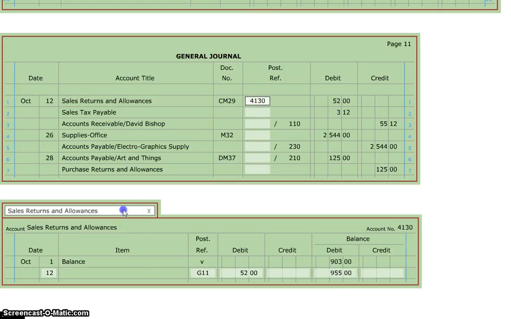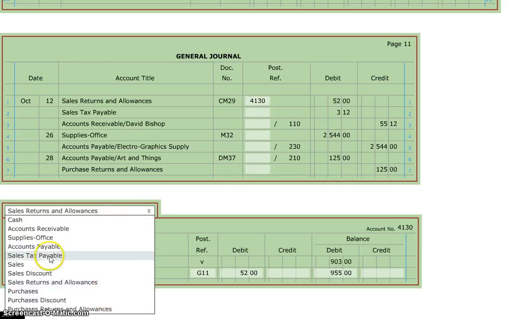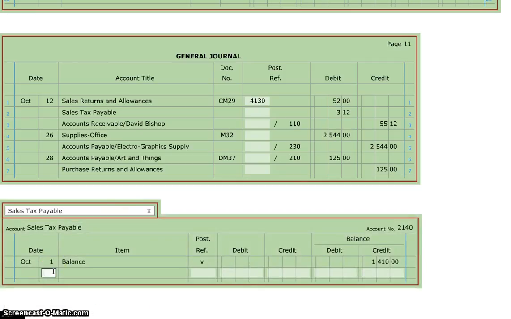Our next one we're going to open is our sales tax payable. The date is still the 12th. It's still G11. And we have a $3.12 debit. We have a credit balance here, so we have to subtract. So we have a normal credit balance with a debit entry now. We're going to take that $3.12 off of this, and we are left now with $14.06.88.